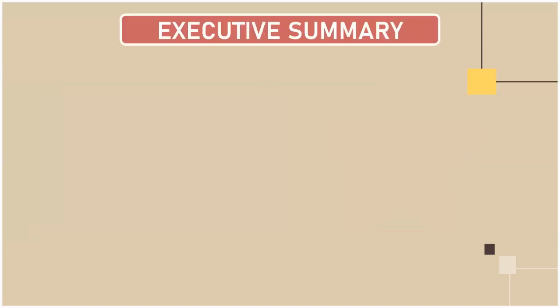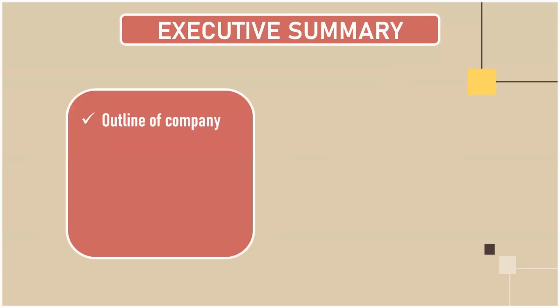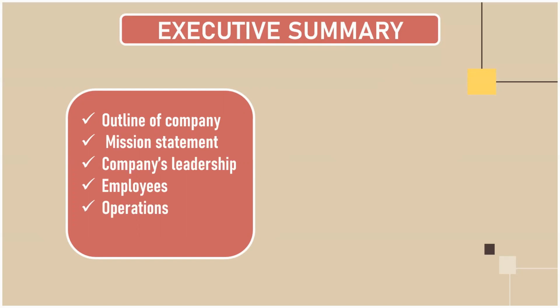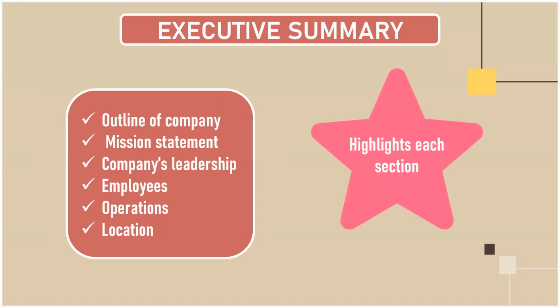The first element is the executive summary. The executive summary is an outline of the company, and this outline gives adequate information to the investors about the mission statement of the company, the company's leadership, the employees, the operations, and the location. This helps the investors find out whether they can invest in this particular company. Each section is highlighted, and since it is not in greater detail, if the investors want more information about a particular section, they can go to that section and acquire the required information.